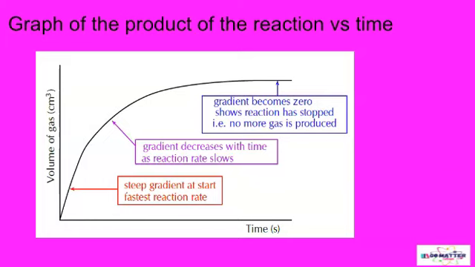Graph of concentration of the product of the reactant against time. At the start of the reaction, there is no product, hence the graph starts at 0. As the reaction proceeds, the concentration of the product increases, until one of the reactants goes to completion, that is the limiting agent, when the reaction stops.